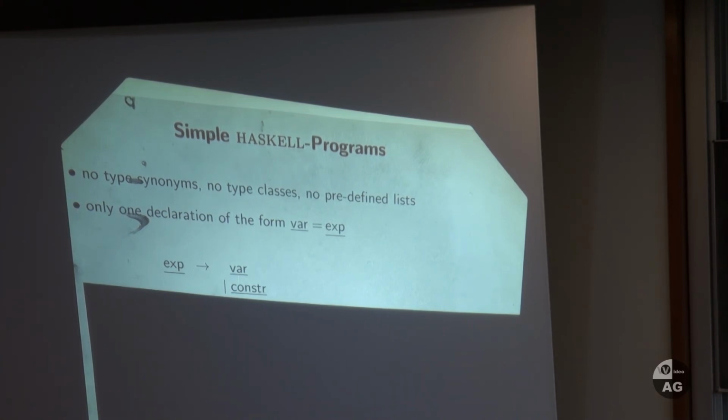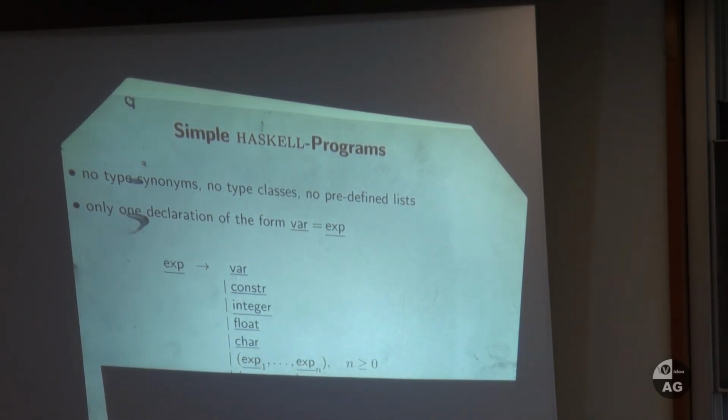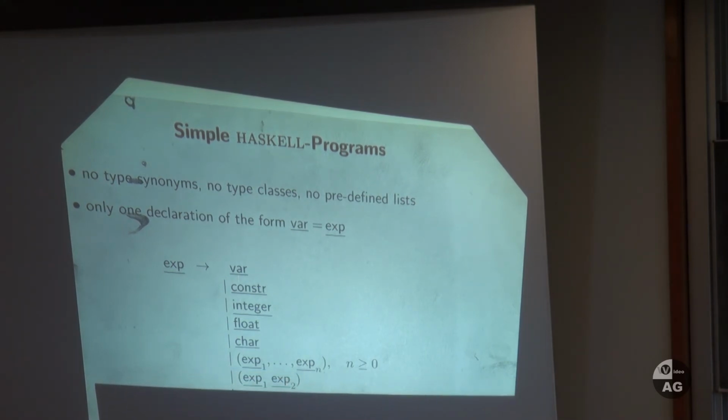So an expression can be a variable or it can be a data constructor. It can, of course, be an integer, a floating point number, or a character. And then we can compose larger expressions from smaller expressions. So we can build tuples, that's allowed. We can apply one expression to another, but not n times as in the full grammar, only 2 times. And moreover, as you can see, we cannot use predefined lists anymore. So this expression with square brackets around the expressions was omitted to make life a bit simpler.